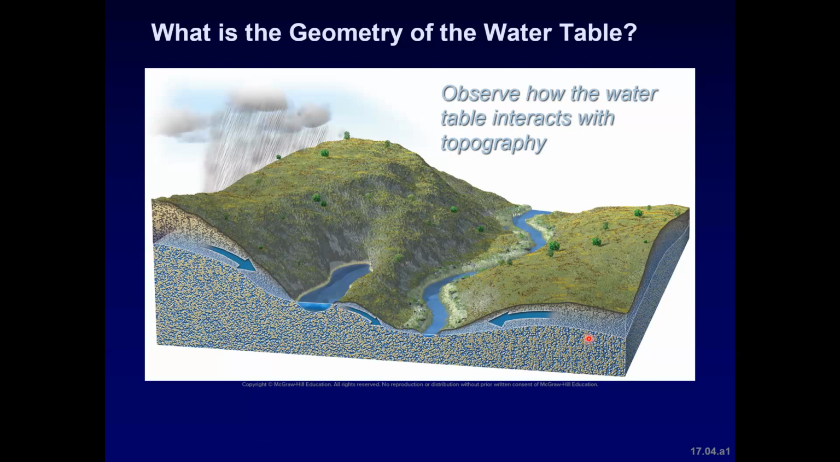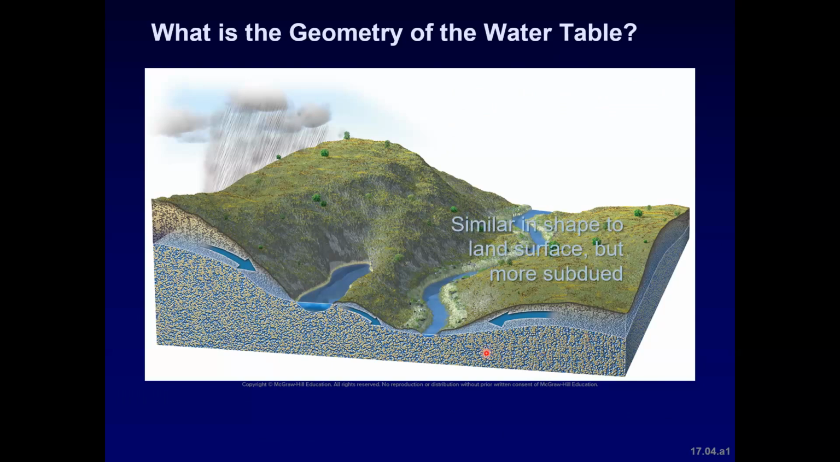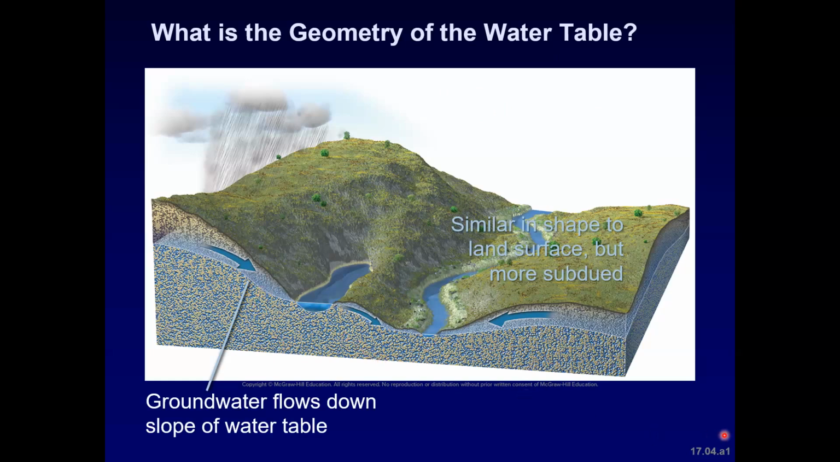Okay, let's talk more about the water table. We'll observe how the water table interacts with topography. The water table has a similar shape to the land surface, but it's more subdued. Groundwater flows down the slope of the water table, and the shape of the water table is mostly independent of rock units, but rock types will influence how fast the water flows, if at all. So that relates to porosity and permeability. This looks like high porosity, and the pores seem to be pretty well connected. So I'd say the permeability is pretty high too.